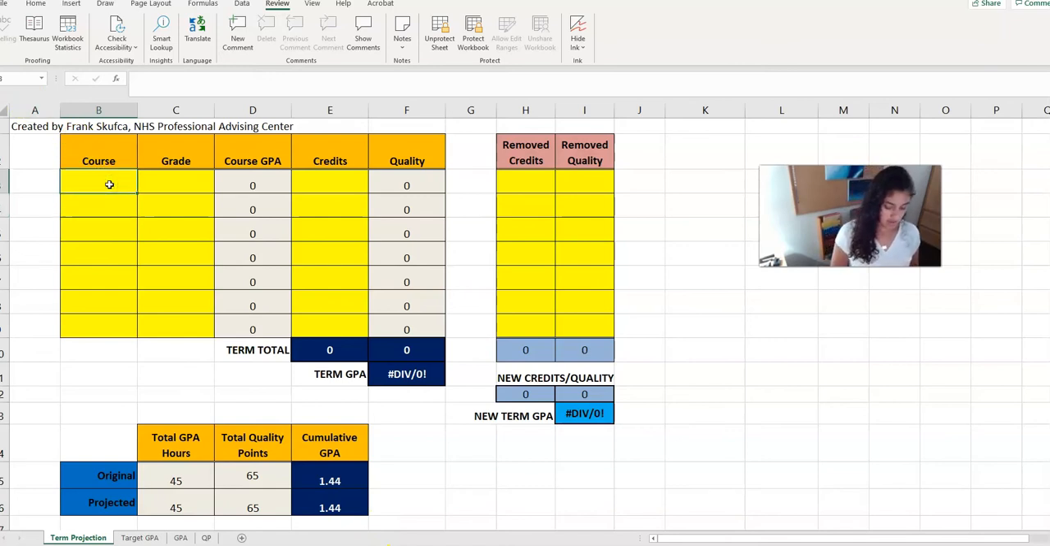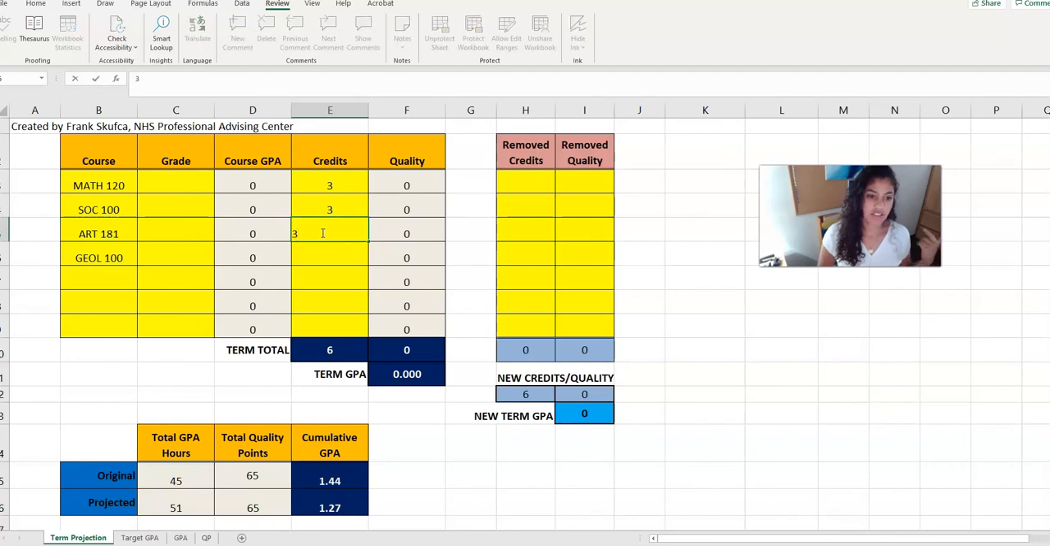Let's say they're taking, I don't know, Math 120. Let's say they're taking Soc 100. Maybe they're taking like an art, LAC or something. And then let's say they are also taking, oh, I don't know, Geology 100. I think that's the lab. And so now you have to put in the credits. So they have 3 credits of this math class, 3 credits of this class, 3 credits of that class. The geology lab is actually 4 credits. That gives us the 13.